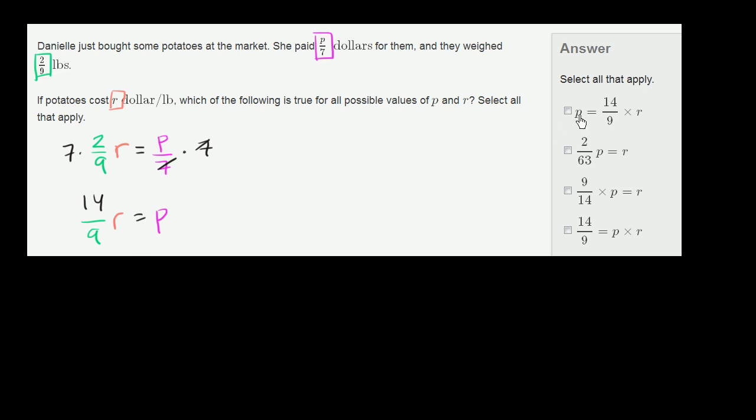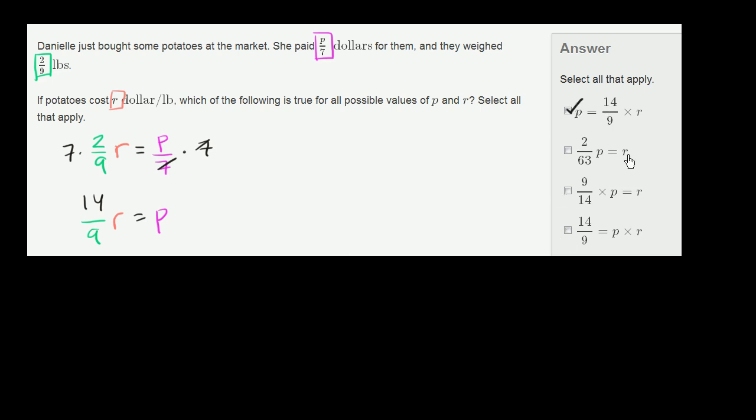And that's exactly what you have over here. Here they just wrote it the other way around. They wrote P is equal to 14 over 9 times R. If you have 14/9 R, that implicitly means you're multiplying 14 over 9 times R. So this and this are the exact same thing. So let me check that one.